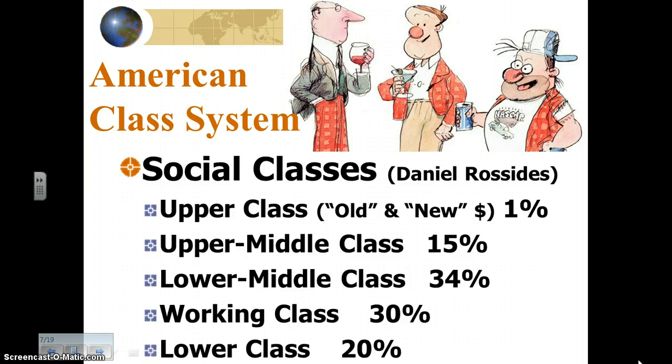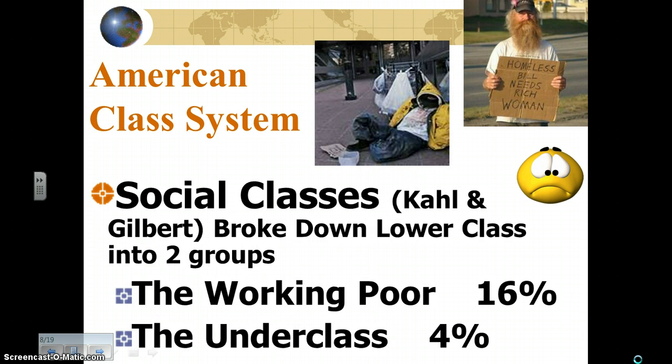Now, as I said, these are some kind of ballpark generalizations about the different classes. Now, in, I'd say the last 15 years or so, some other researchers, Joseph Call and Dennis Gilbert, actually broke down the lower class into kind of two different groups. So remember, the lower class, we were talking about the bottom 20%. Well, they actually kind of broke it down even more.